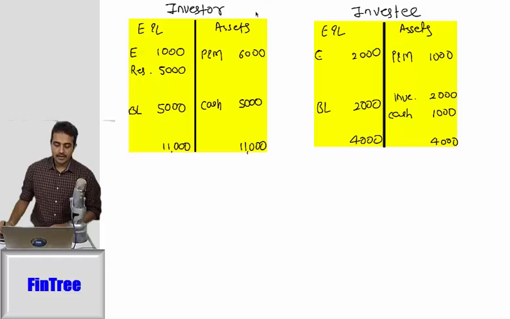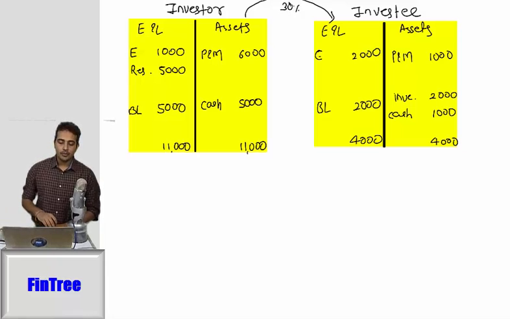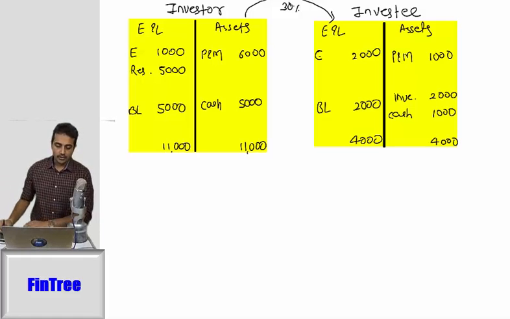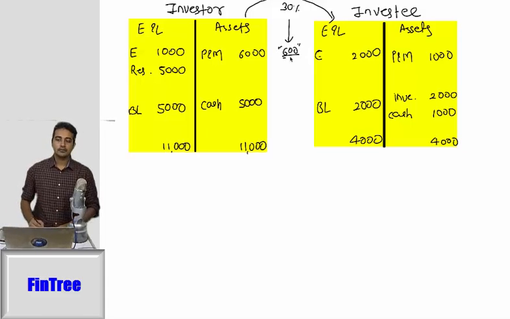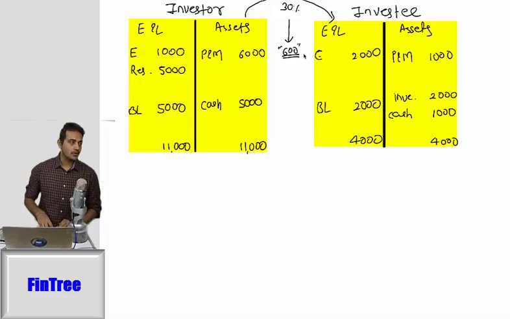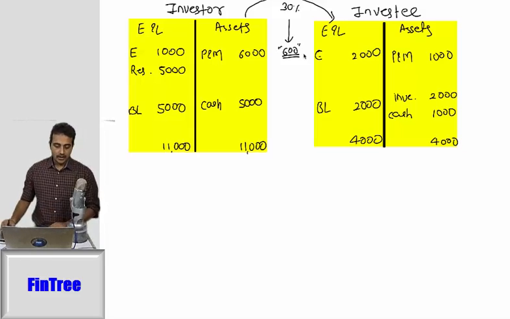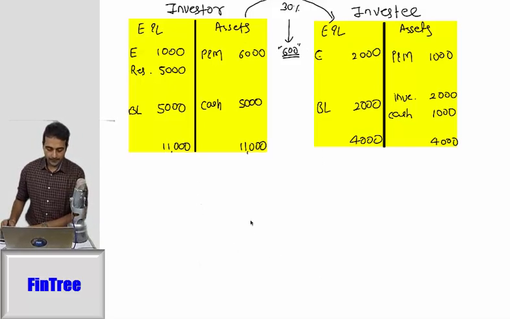Investor has decided to acquire 30% stake in investee, and for ease of reference right now, because it is the first question, that deal is happening at a price of 600. You can observe that 600 is actually 30% of 2000, which is the equity. Now how do you prepare a revised balance sheet?